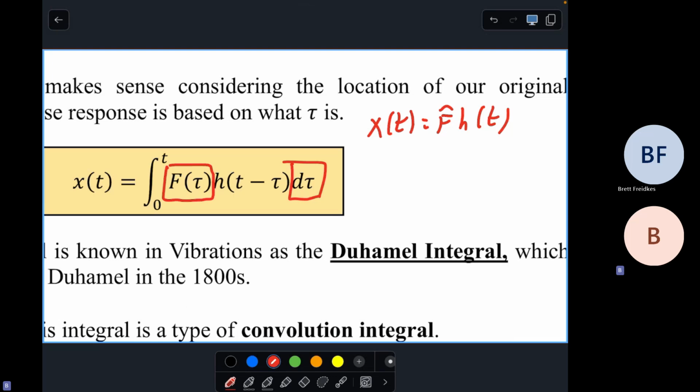Same deal here. We are adding up these individual impulses multiplied by the impulse response function. That will give us the total response of the mass.